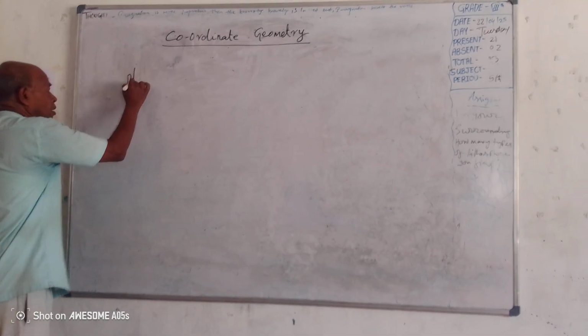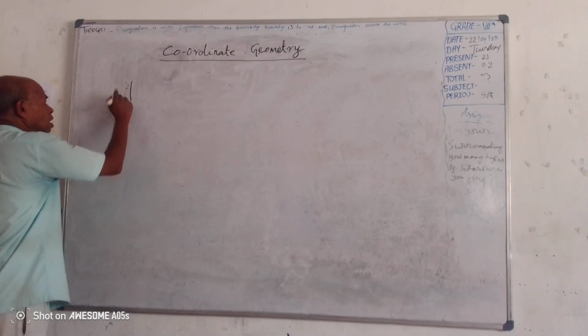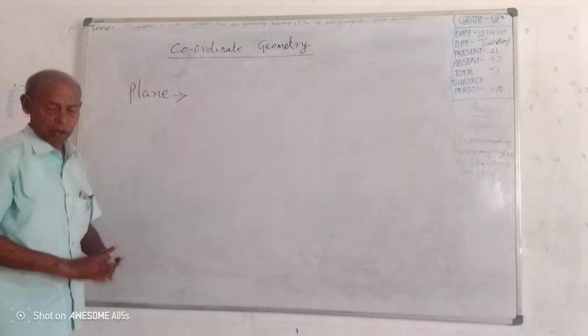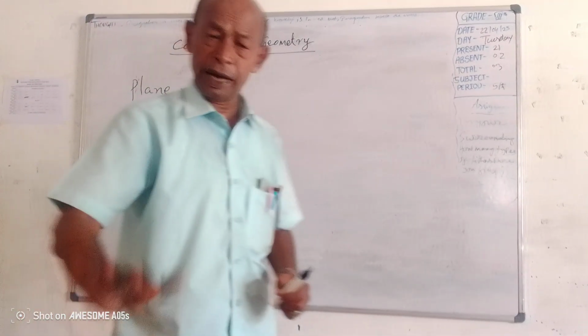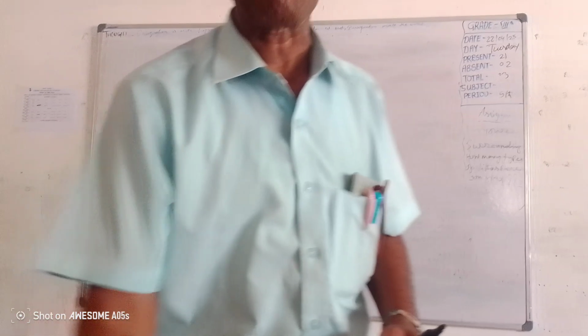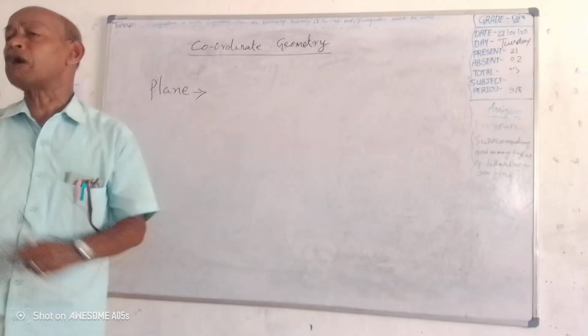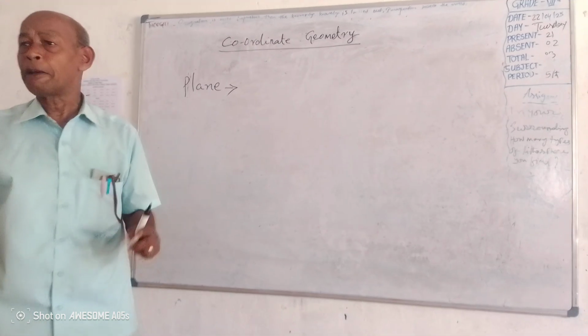Plane. What is a plane? प्लेन किसको बोलते हैं? जैसे फ्लोर ऑफ योर क्लासरूम, इट इज अ प्लेन. सरफेस ऑफ द टेबल एंड बेंच, इट इज अ प्लेन. जैसे ग्राउंड है, इट इज ऑल्सो ए प्लेन.